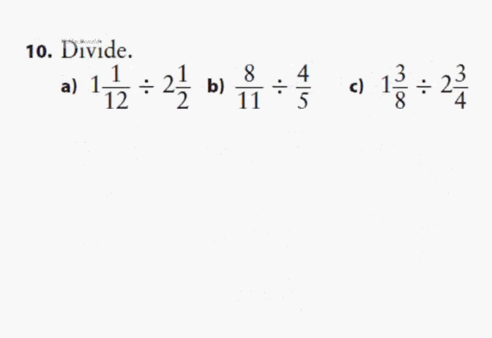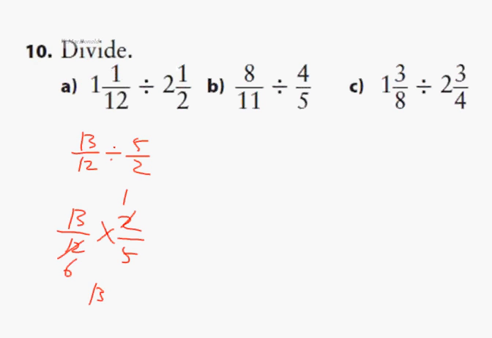All right, question 10 is just more of the same. So we have 13/12 divided by 5 halves, which will be thought of as 13/12 multiplied by the reciprocal. Cross reduction, absolutely. 2 over 12 would be 1 over 6. Multiply the numerators, you get 13. Multiply the denominators, you get 30. 13 over 30 is lowest terms.